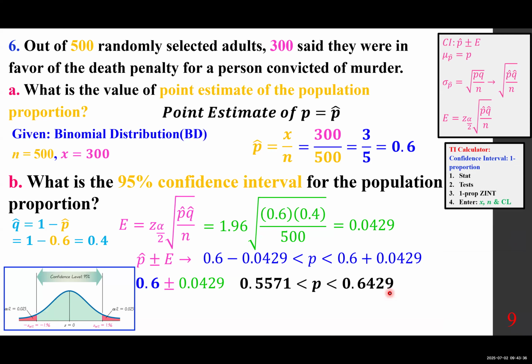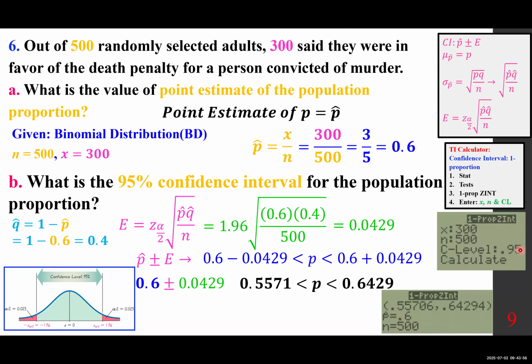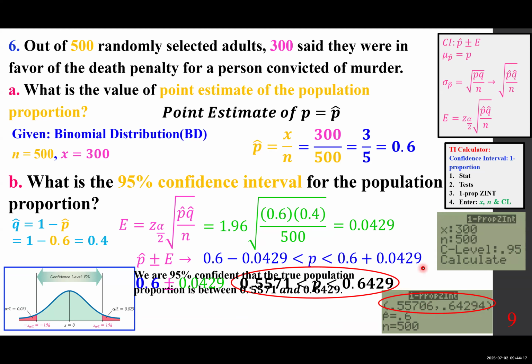Again, if you were to use technology, for example, TI, the confidence interval, one proportion, stat, test, one proportion, Z interval, you put X, N, and confidence level. X is 300, N is 500, confidence level of 95% or 0.95. It gives us the same answer as you can see here. Now, if I were to stop here, 0 changes to 1 because of number 6, and then 6429 remains. So pretty good. Now, what does it mean?